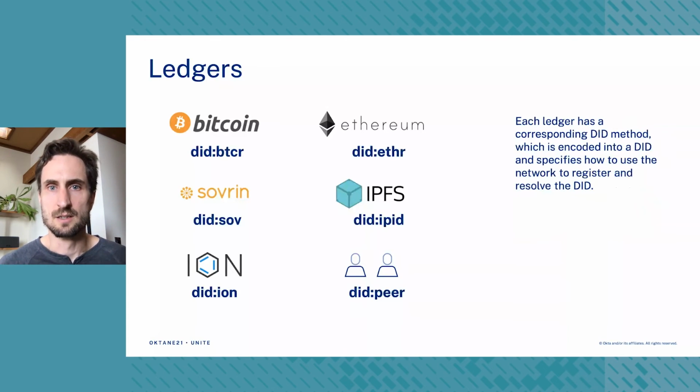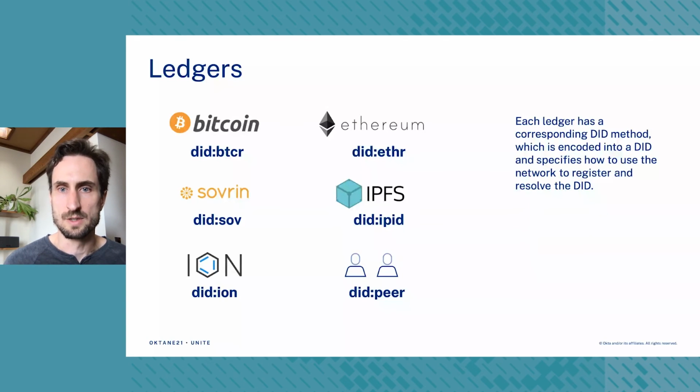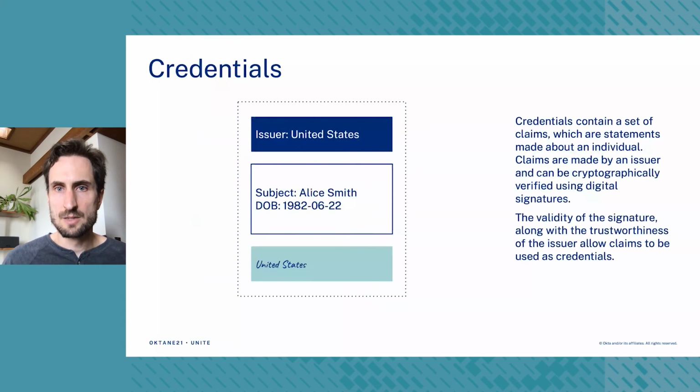As we detailed earlier, each ledger has a corresponding DID method. Individual DID methods specify how to publish, update, and deactivate an identifier on the ledger. They also specify how to resolve an identifier. Creating, updating, and deactivating an identifier is typically done by an individual through their wallet. Resolving an identifier is done by other parties, issuers and verifiers, as they interact with the individual. We'll cover resolution in more detail later. As we've noted, credentials contain a set of claims, which are statements made about an individual.